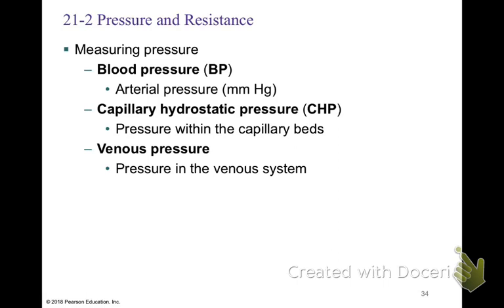So your average pressure, which is called the mean arterial pressure, is what we're going to use as our main measure of blood pressure. When we get to the capillaries, we find that the capillary hydrostatic pressure, just the blood pressure within the capillary beds, is what allows fluids to filter and causes the exchange of nutrients and wastes. And then in the veins, the pressure in the venous system simply drives the blood back to the heart.